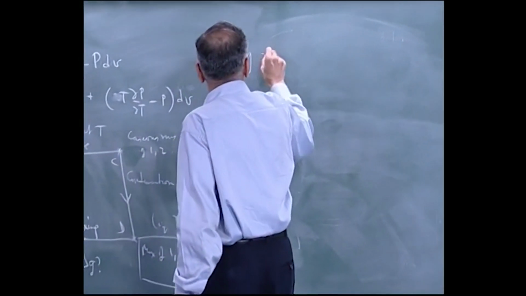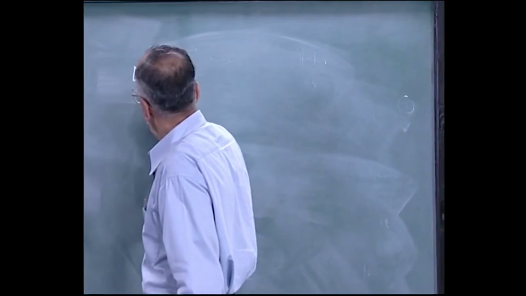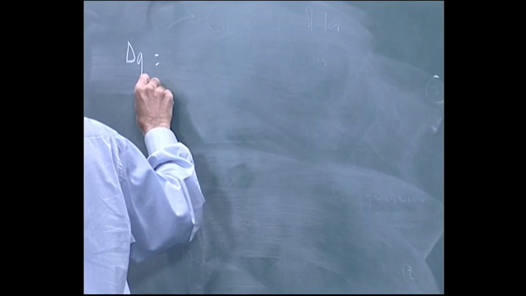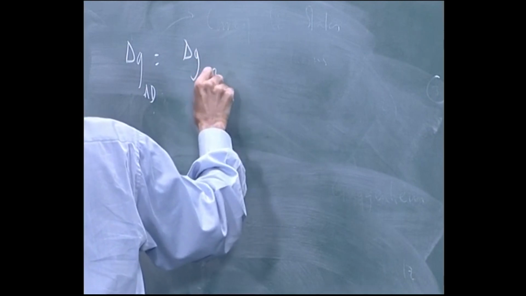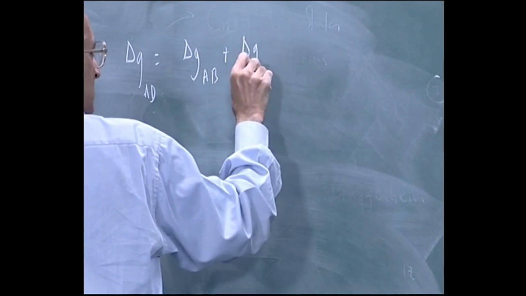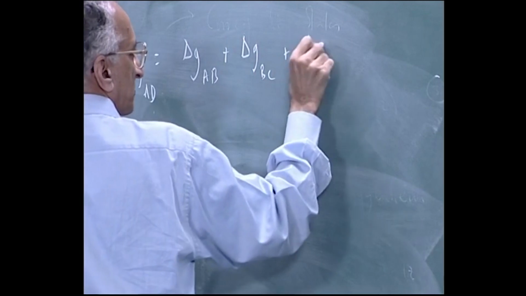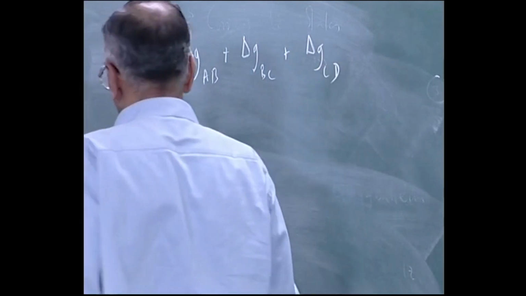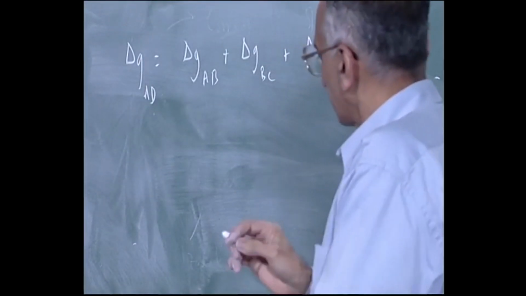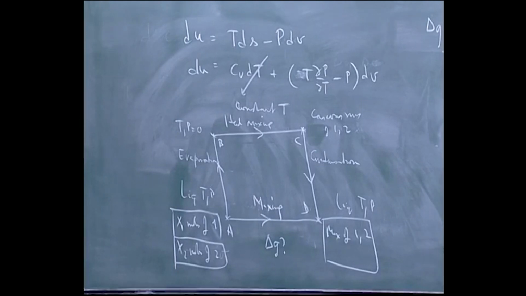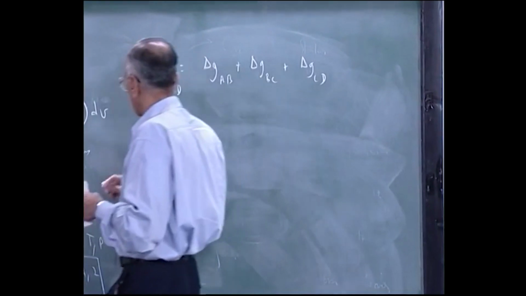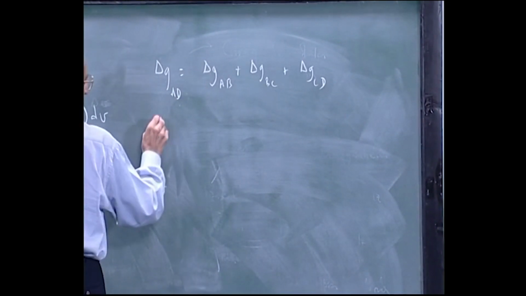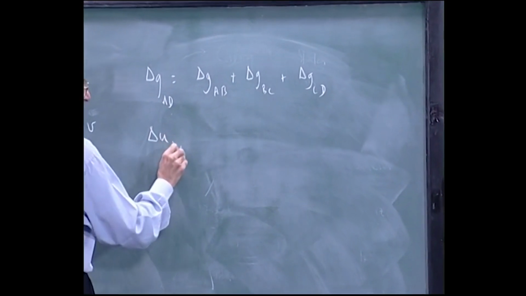So first is delta G A to D is equal to delta G AB plus delta G BC. Now he said you can replace this by delta U AD.